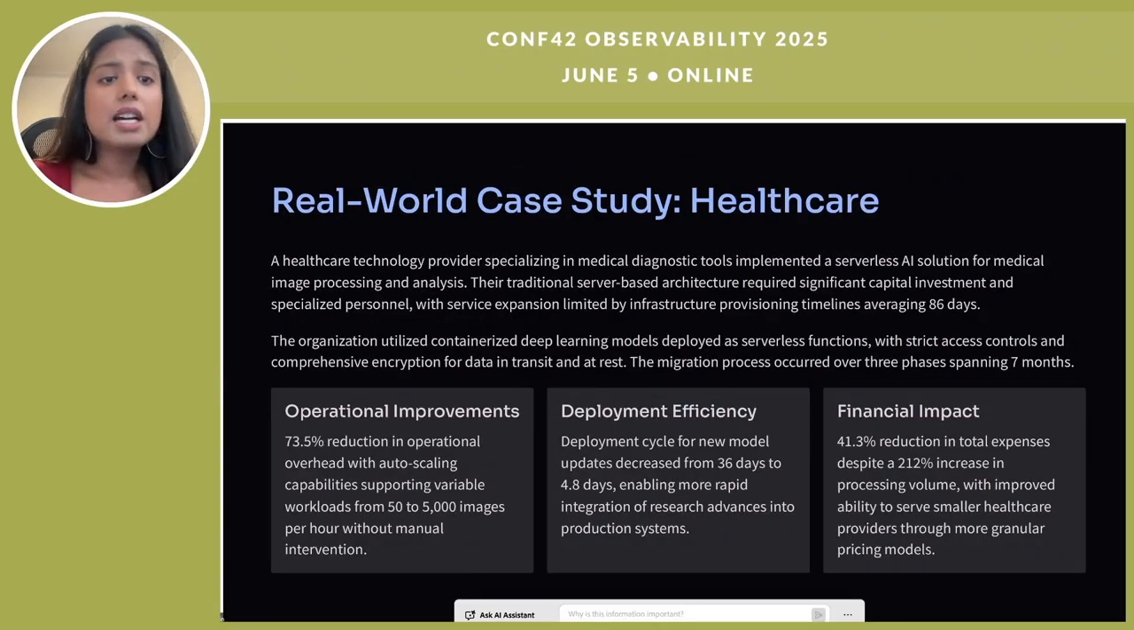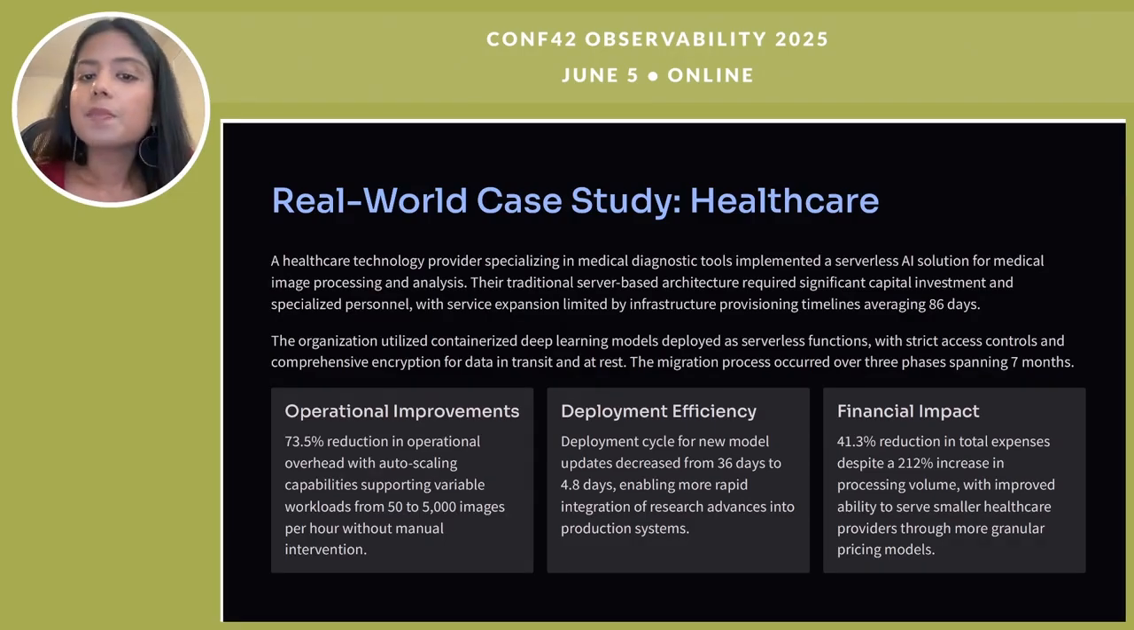Now let's take a real-life case study for another critical sector, which is healthcare. A healthcare technology provider specializing in medical diagnostic tools faced a similar challenge. Their traditional server-based architecture for medical image processing required significant upfront capital investment, specialized personnel, and suffered from long infrastructure provisioning timelines, averaging 86 days to expand service.